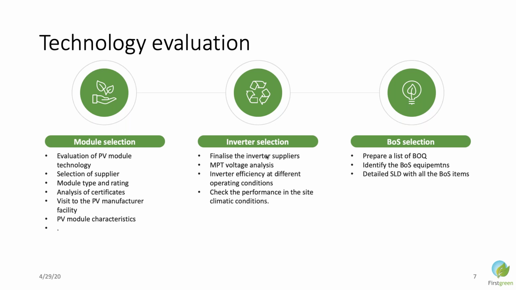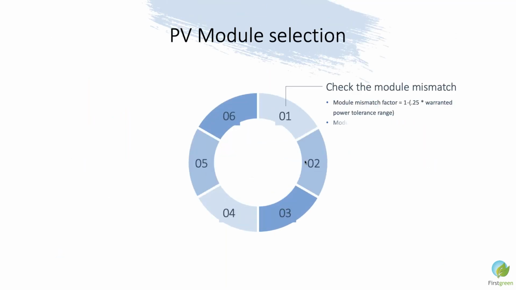At this stage, you should also be clear about what your BOQ is. That means module, inverter and your other items. If you have central inverter, then BOQ will be different. If you have got a string inverter, then the BOQ will be different. Whether you want to have a tracker or you want to have a non-tracker system, and your detailed SLD and BOS items shall be ready with you.